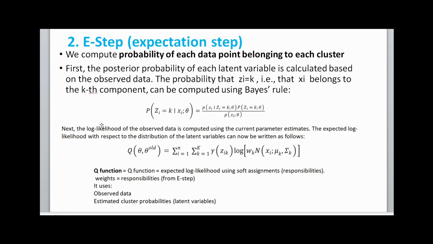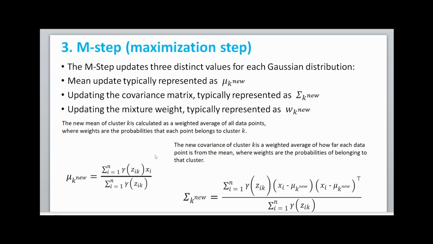So in the expectation step, we compute the probability of each data point belonging to each cluster. First, the posterior probability of each latent variable is calculated based on the observed data. The probability that Zi equals k, that is that xi belongs to the kth component, can be computed using Bayes rule. So the Q function can be calculated.